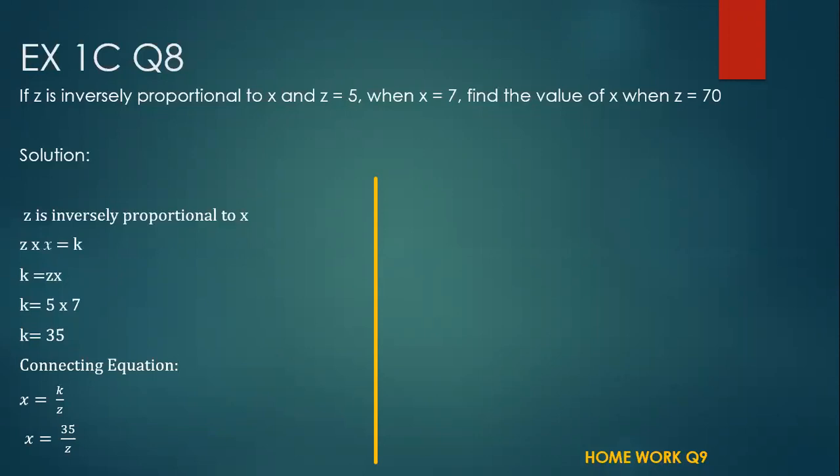Now, we can use this connecting equation and find the value of x when z is 70. So replace z with 70. So you're going to get half or 0.5. Now with this, you can pause the video and solve question number 9 by yourself and then resume the video. Let's proceed to the next question.